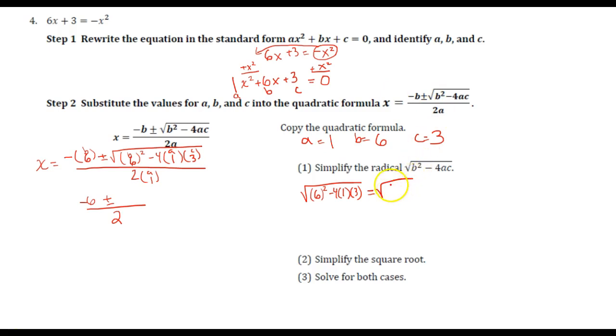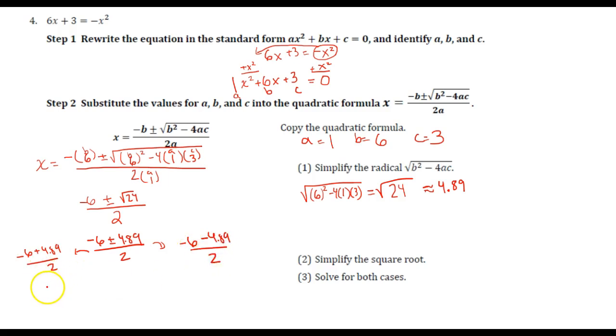And that would be about the square root of 24, which, if I simplify that out, would be about 4.89. So that would be negative 6 plus or minus 4.89 over 2. Let's figure out what negative 6 plus 4.89 would be, or negative 6 minus 4.89 would be. Let's work that out, and pause if you need to. That would be negative 1.11 and negative 10.89.